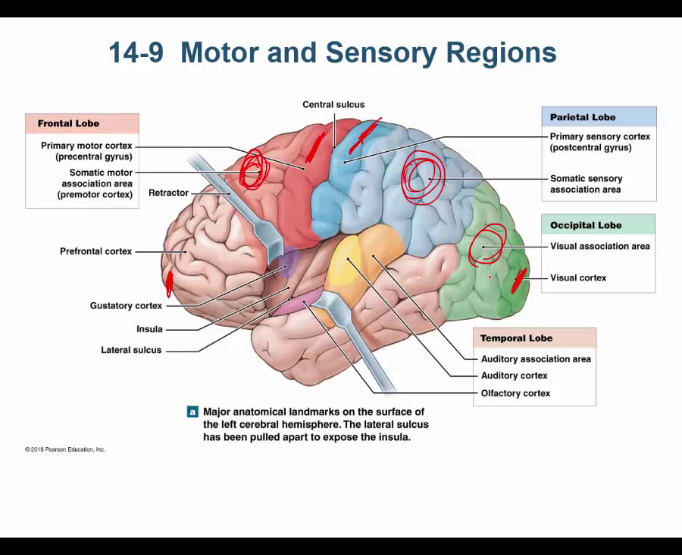So the occipital lobe does vision. Your temporal lobe does auditory. Right here's your temporal lobe, and it's the auditory cortex and the auditory association area. You hear a dog bark. How do you know it's a dog? Let's say you can't see the dog. You hear a dog bark. You hear it right here. You associate it with a dog right here.